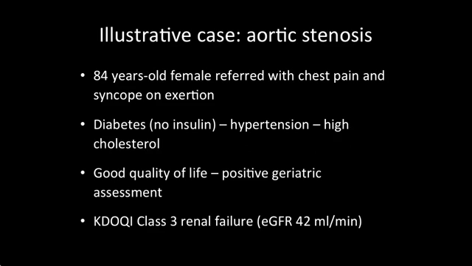So good afternoon. This is the case of an 84-year-old lady referred with chest pain and exertional syncope in the context of known aortic stenosis. She has diabetes, hypertension, and high cholesterol, and her renal function is moderately reduced with an eGFR of 42 milliliters per minute. She has otherwise a good quality of life at home as assessed by the geriatrician.